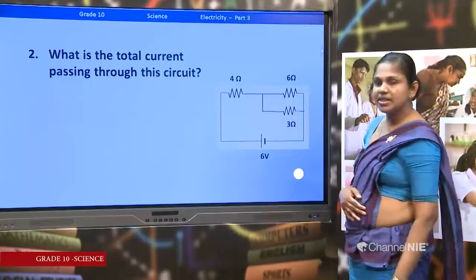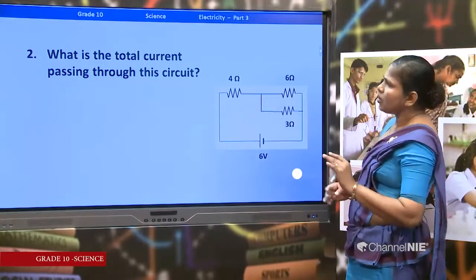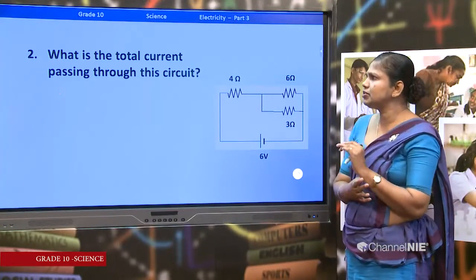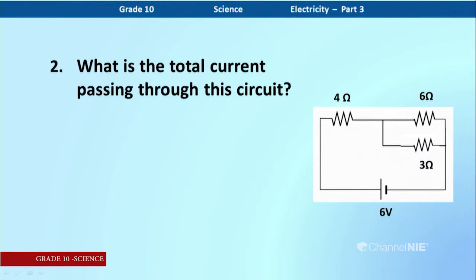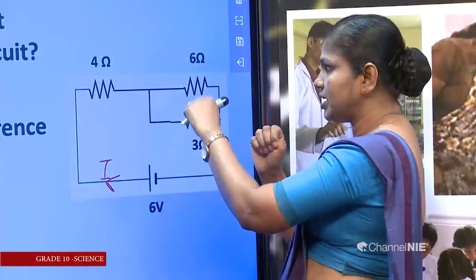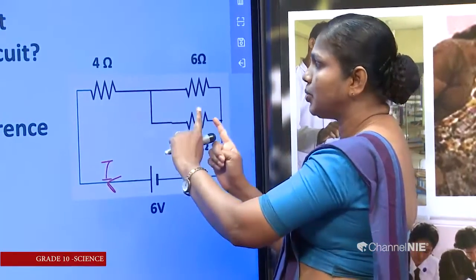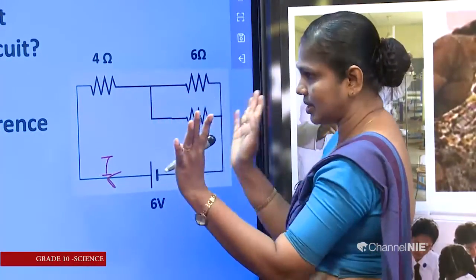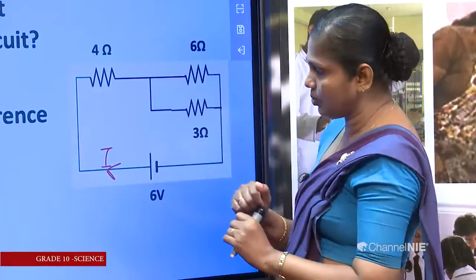Again, same circuit. Some more questions. What is the total current passing through this circuit, children? How to get the total current passing through the circuit? Total current is I always, right? Now we have already found the equivalent of the complete circuit. Equivalent between these two is 2 ohm and 2 plus 4 altogether 6. 6 ohm is the complete equivalent.